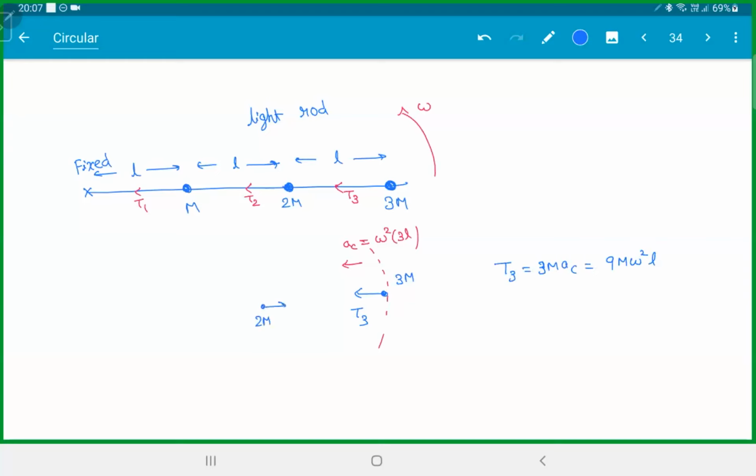Now 2m. Forces T3 and T2. This guy is also going in a circle. Since 2m is going in a circle, you should have acceleration. How much? Omega square 2L. That's it. Once you write the acceleration term, circular motion is over. It is just laws of motion. T2 minus T3, the net force, is equal to mass into acceleration. So T2 minus T3, where T3 is 9 and this guy is 4, so T2 is 13m omega square L.